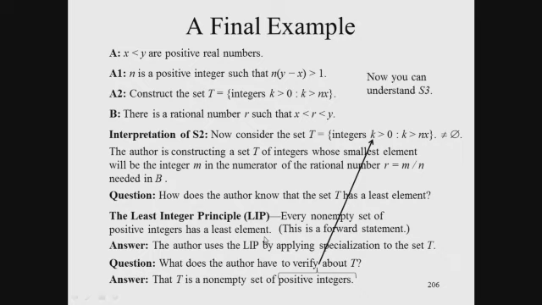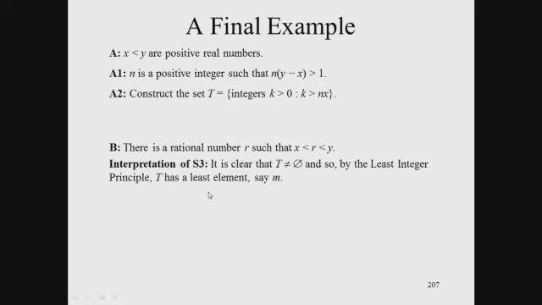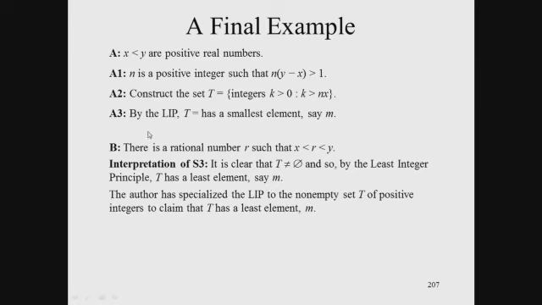And now you can understand the statement S3. Let's look at S3. The author writes, it is clear that T is non-empty, and we know that it's positive integers, and so by the least integer principle, what the author really means is by specializing the least integer principle, we can claim that T has a least element, say M. That's a new forward statement. So now, notice, the author has constructed the numerator M for the rational number R and the denominator N for the rational number R. So R is M over N. And so the author has constructed the rational number.